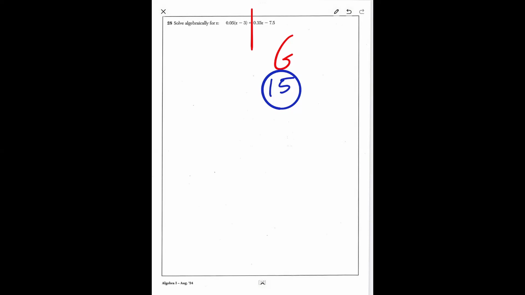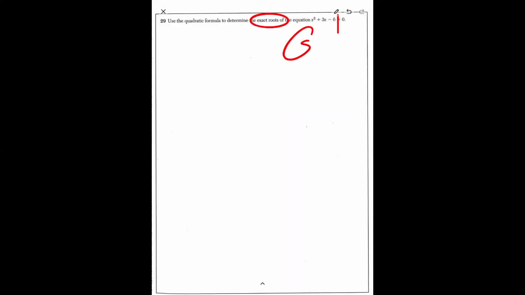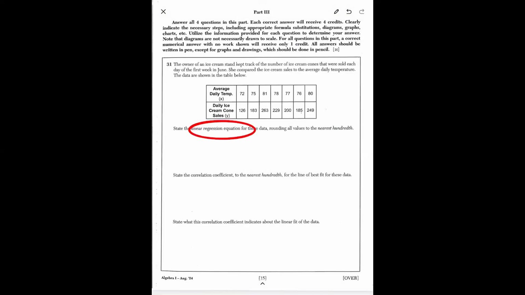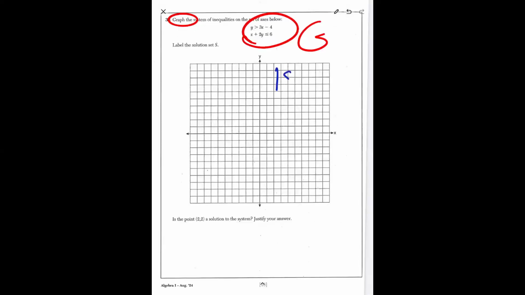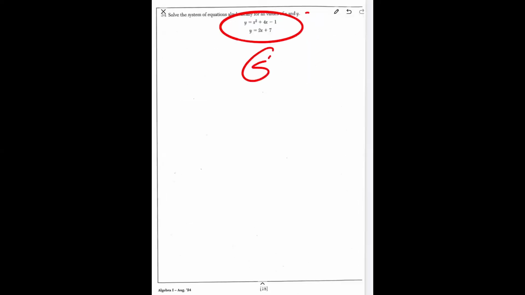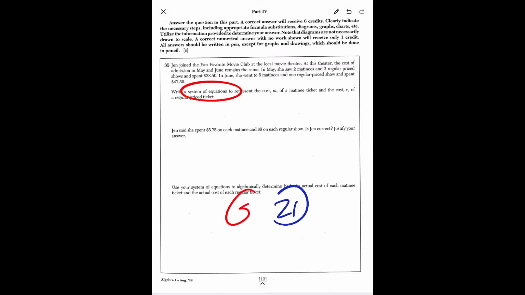All right, so this is 15. Let's see what else we got. 16 here. We have 17 here. We have 18 here. We have 19 here. We have 20 here. We have 21 here. So look, we have 35 questions.